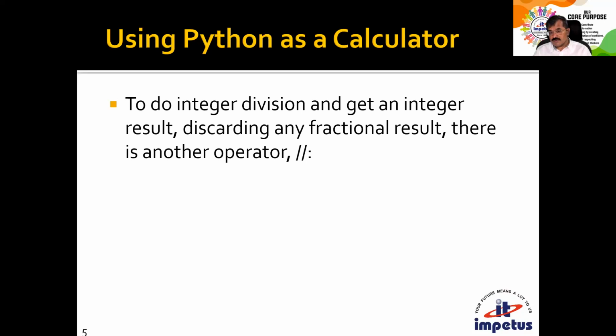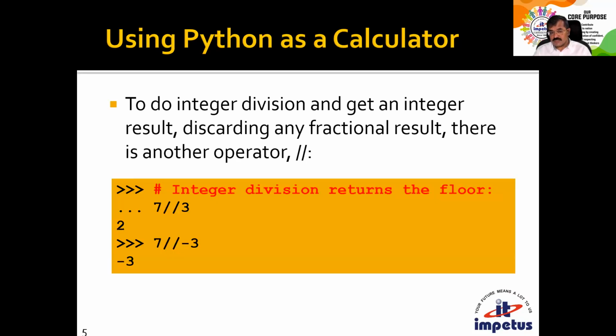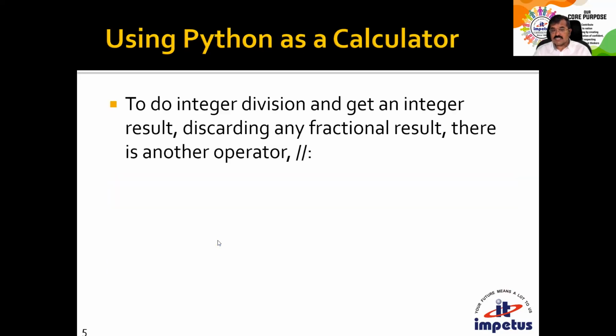Now there are two types of division operations. If I use the integer division, I'll only get the quotient. And if I use the regular division, I'll get the real number. So I'll just show you those things before we proceed further.